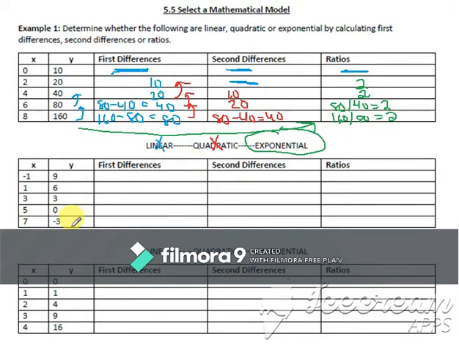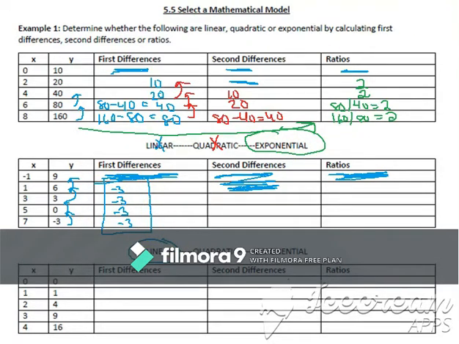Okay, next one, negative 3 minus 0, I get negative 3. 0 minus 3, I get negative 3. 3 minus 6, negative 3. 6 minus 9, negative 3. Remember, first differences are going to be 1 less. Second differences are going to be 2 less. And ratios are going to be 1 less. Okay, however, these already are constant, therefore it's linear.